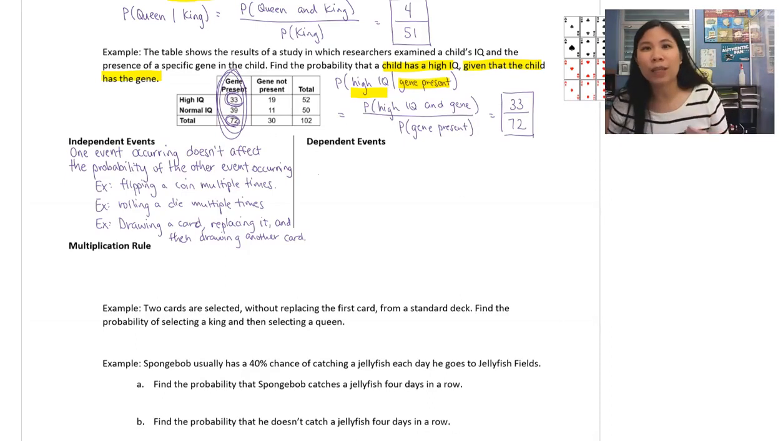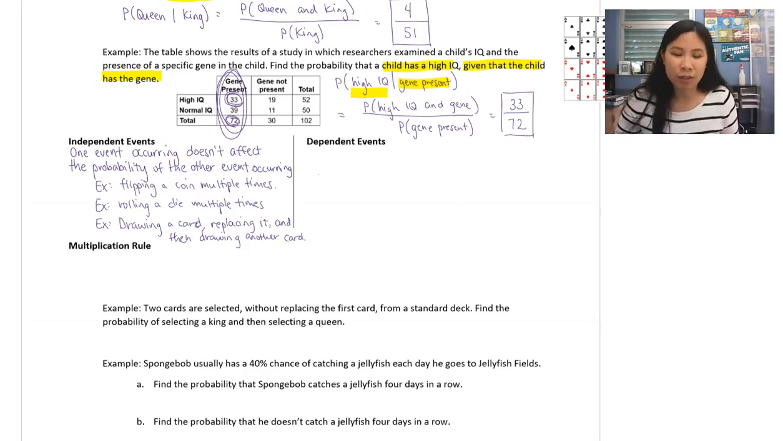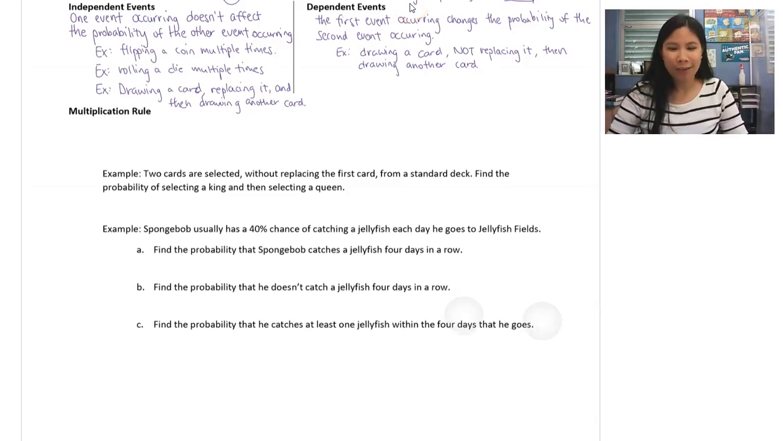So if I don't put that card back in, then this will count as dependent events, because the second time around when I calculate probabilities, the denominator of the fraction changes. Okay, now that we know what independent and dependent events are, now we can talk about the multiplication rule.